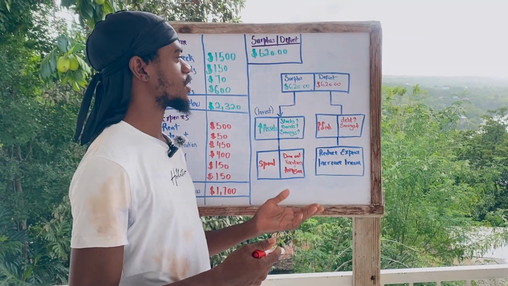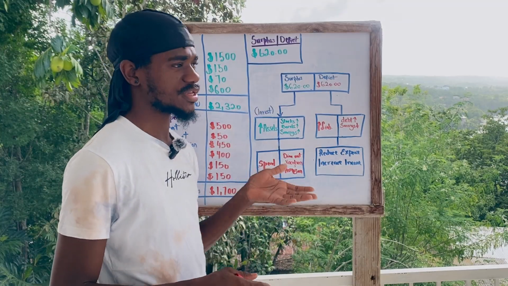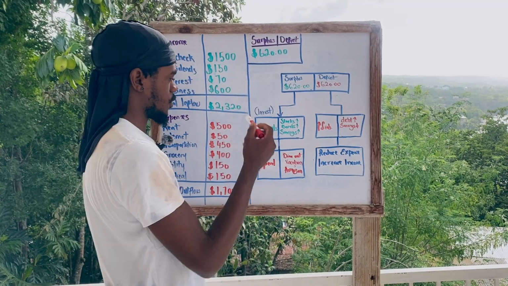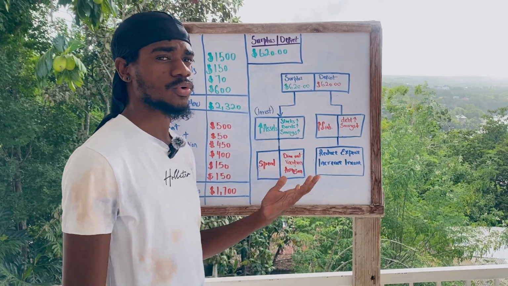So on the board, we have a typical cash flow statement, and the values are in USD. We have your income here and your expenses here. We will explain this side of the board further down in the video.